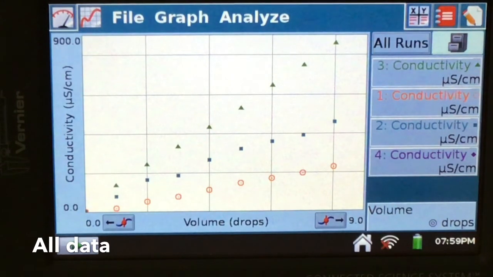You do need to analyze the slopes of the graphs and answer the questions that are in the lab write-up. And also, I would like you to make your own data table for each of the runs.